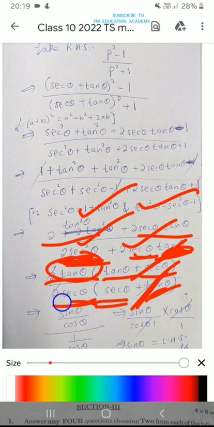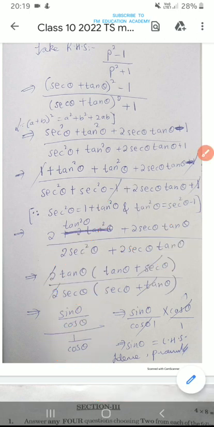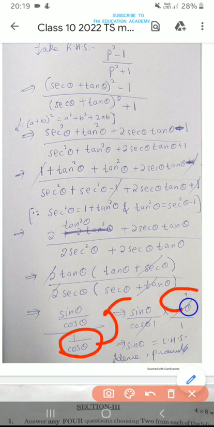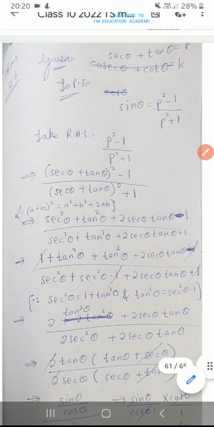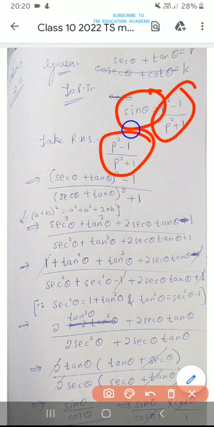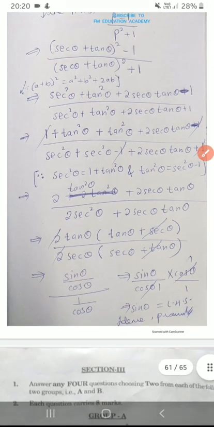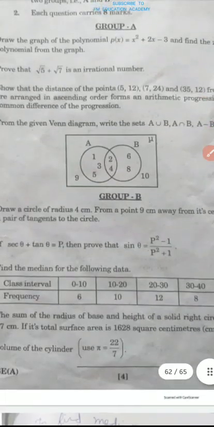What is tan theta now? Tan theta is sin theta by cos theta. So I'm writing this as sin theta by cos theta. And what is secant theta? Secant theta is 1 by cos theta. Next, what to do? This 1 by cos theta will go up and become cos theta by 1. Cos theta will get cancelled. I'm left with sin theta. So I'm successfully able to prove that the value of p square minus 1 by p square plus 1 is sin theta. I have taken p square minus 1 and p square plus 1 and proven it equal to sin theta. That is how you have to do.